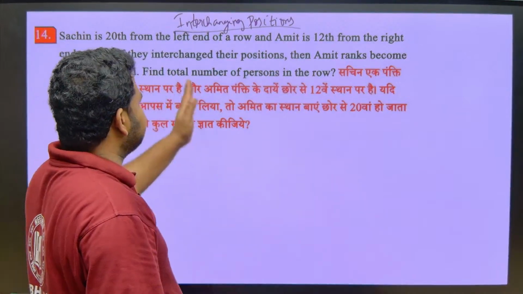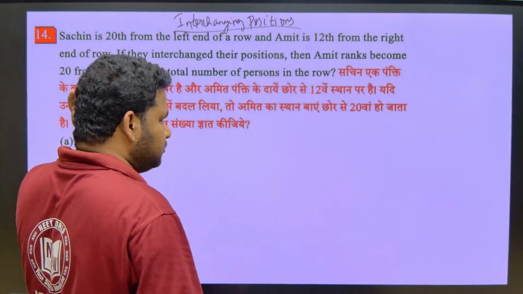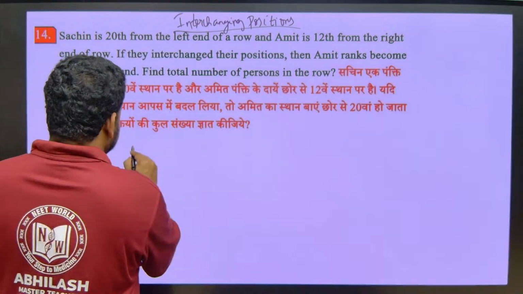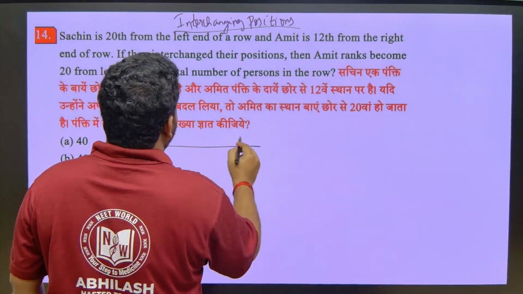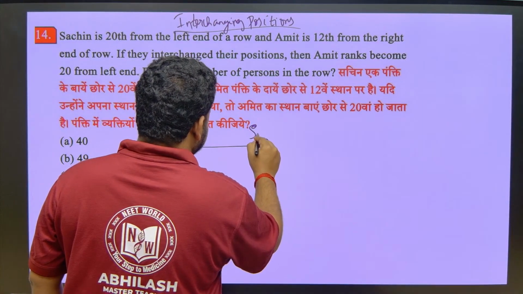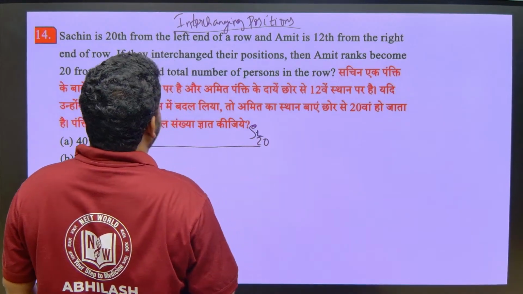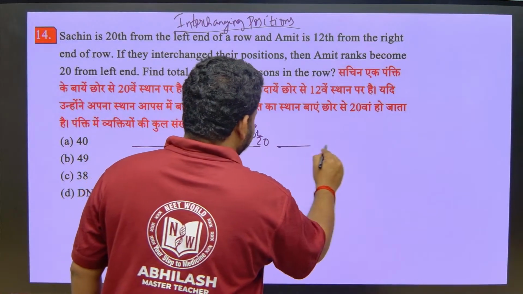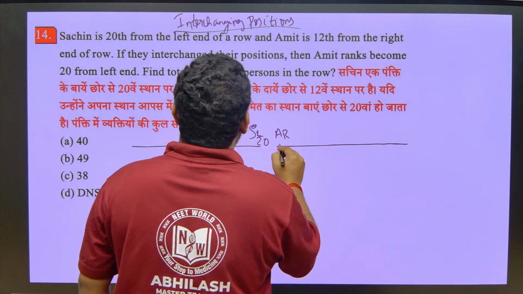Sachin is 28th from the left end of a row. For this type of questions, better draw a figure so that it becomes easy for you. And Amit is 12th from the right end of a row. Sachin is 28th from the left hand of a row. Amit is 12th from the right hand of a row. Write it like this.